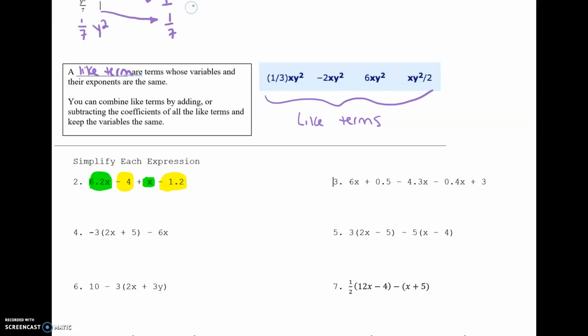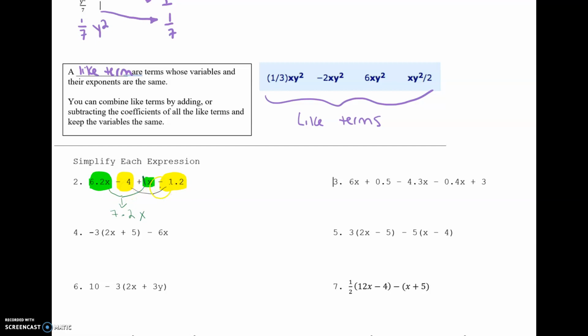So now all I have to do is combine my like terms. I'm going to take my two green ones and combine them together. So I'm going to have 6.2x, and really that's a 1. We assume it to be a 1. X. So I'm adding 6.2 and 1. So this would be 7.2x.